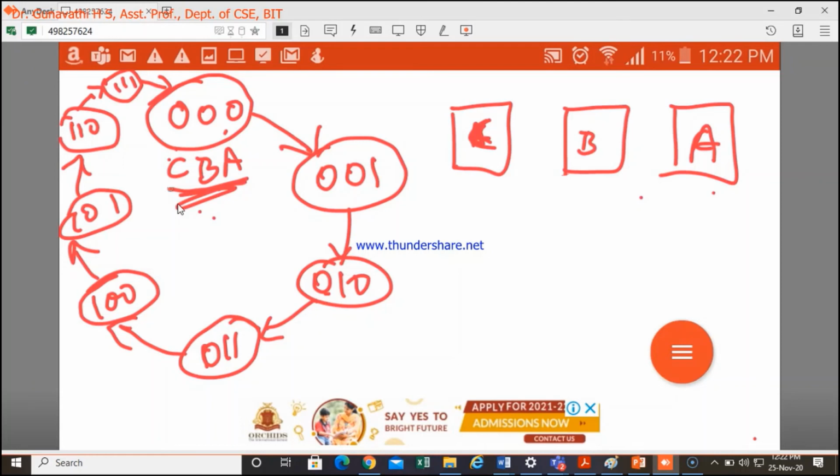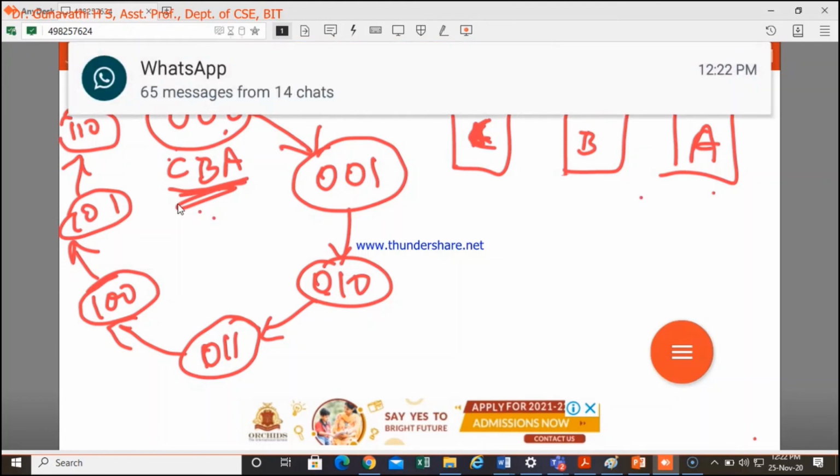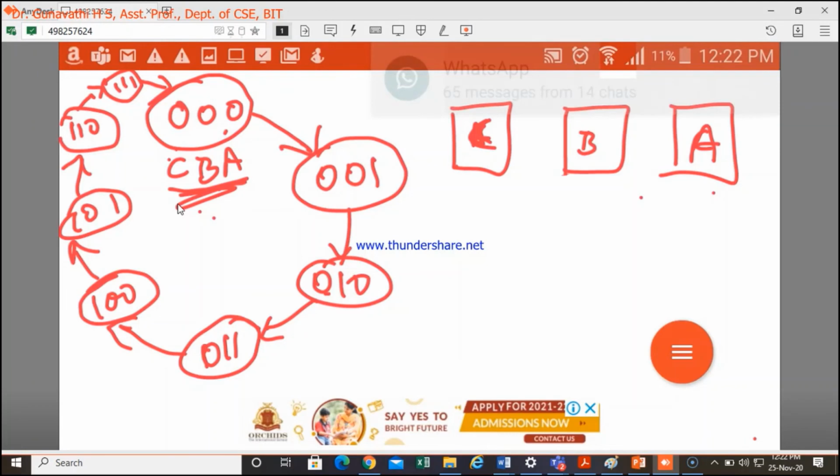Okay. The reason why I've written this CBA is, if you observe the decade counter that we have already written, there D is the most significant bit, A is the least significant bit. So if you want to follow the same thing with respect to the flip-flops in the synchronous counter as well, you just follow CBA. Otherwise, you can just follow ABC. It's up to you what you decide. Is that clear?